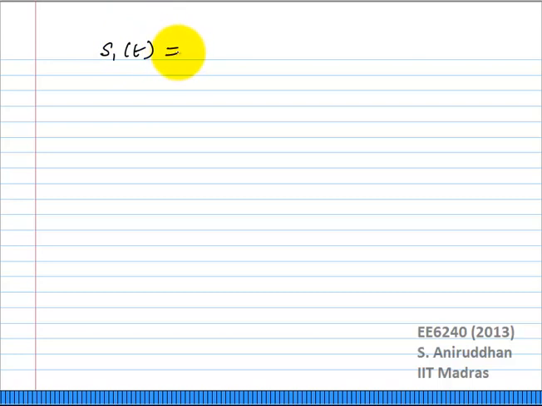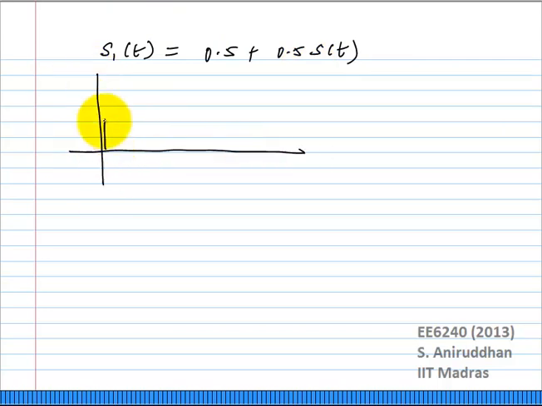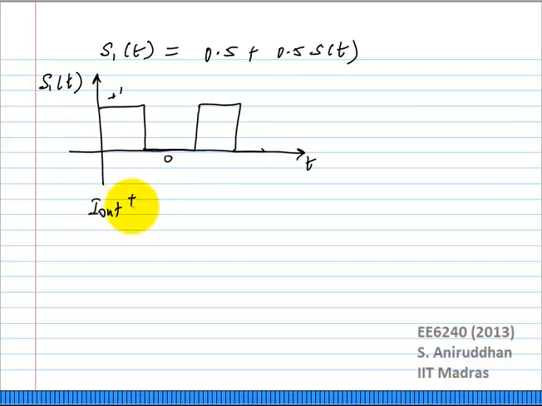So I'm going to call S1 of t is 0.5 plus S of t. Okay, this is just a shifted version of the signum function. So S1 of t looks like this, between plus 1 and 0. I out plus. Now I need to find out, let's say, the plus and minus versions of this signal.